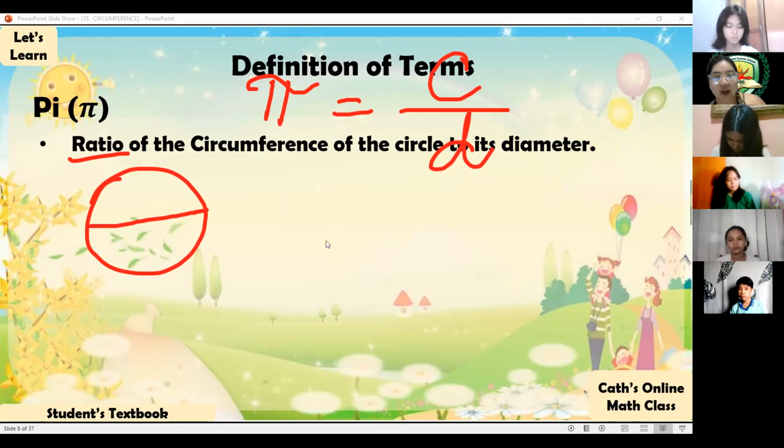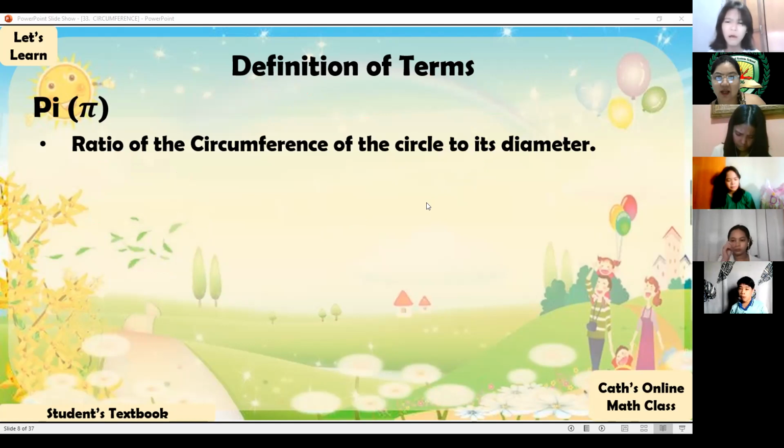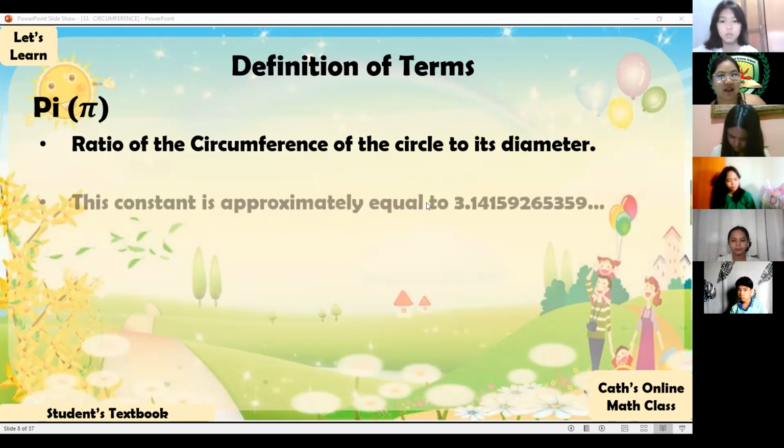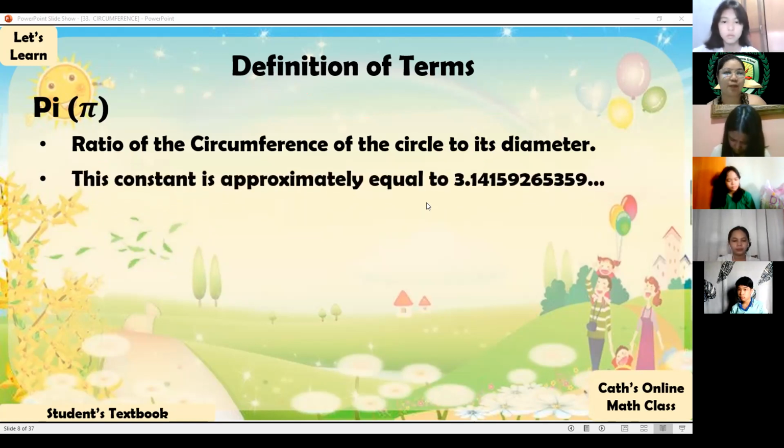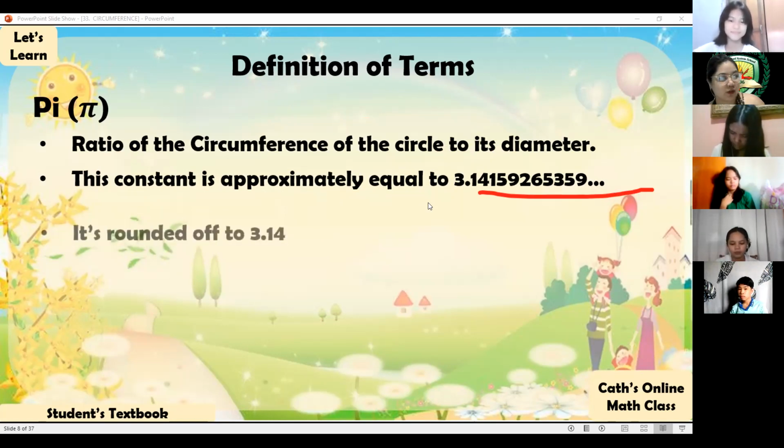Kahit gaano kalaki pa yung circle ninyo, alam niyo ba? O gaano kaliit, laging pareho yung value niya. And the value is always 3.14, walang katapusan. Remember our repeating decimal? Yes. Okay, this decimal is infinite. 3.14 lang alam. Okay, and we rounded this off to 3.14.